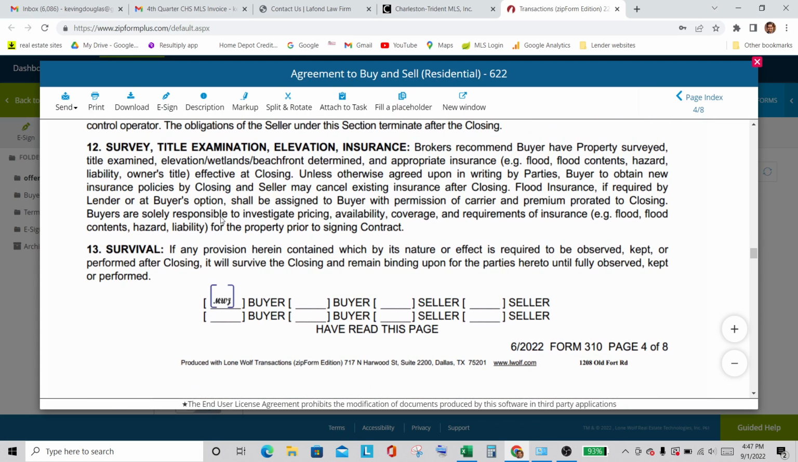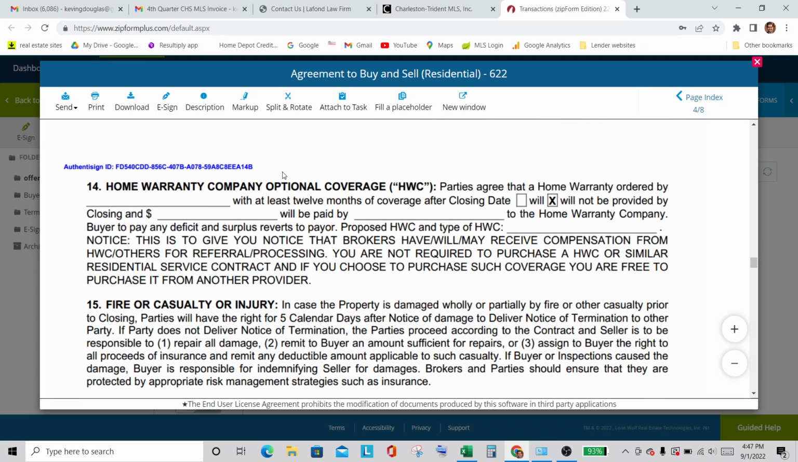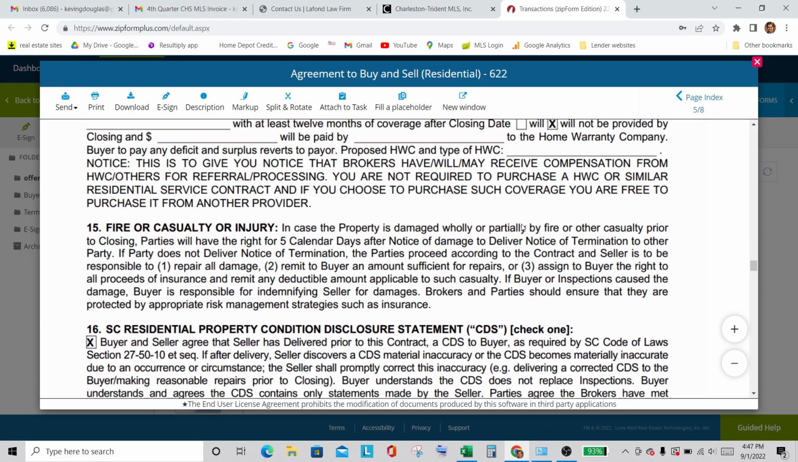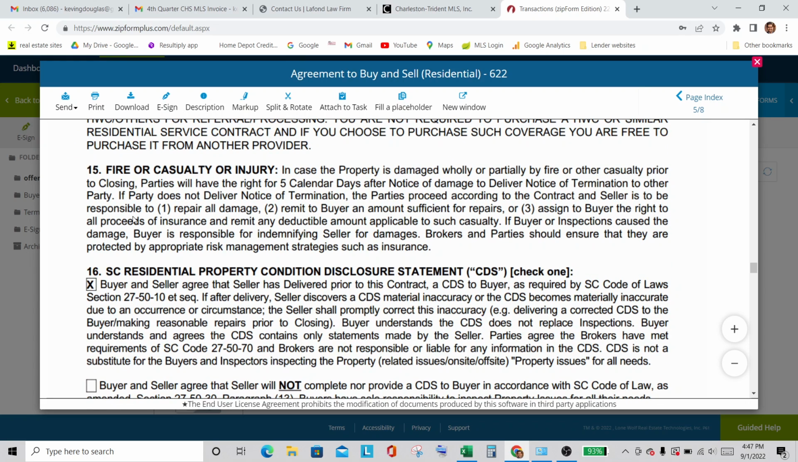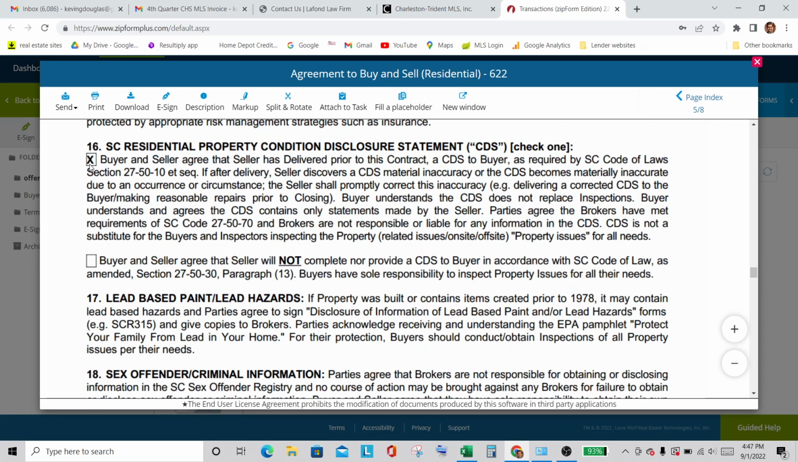12, nothing to fill out here, just talks about surveys. 13, nothing to do there. 14 talks about home warranty, whether you're going to provide one or not. 15, nothing to do. 16, this is the seller's disclosure statement, which is on the MLS for each listing. So you select here if the buyer has acknowledged they have read it or if they have not read it.